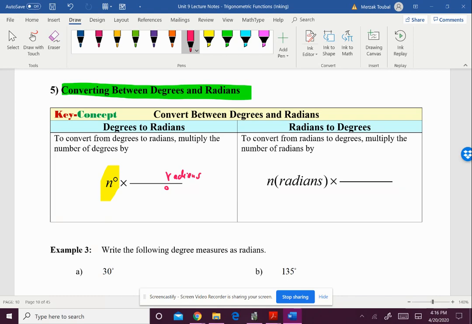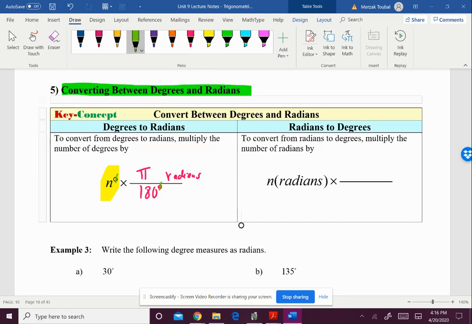Well, there is one relationship that I mentioned at the beginning of the lesson: we know that pi radian is equivalent to 180 degrees. So it means I put the pi radian on the top and 180 on the bottom. So the degree and the degree cancel each other. So what's left? It will be n, whatever that number is, multiplied by pi, which is 3.14 and so on, divided by 180. And with this, you have converted from degrees to radians.